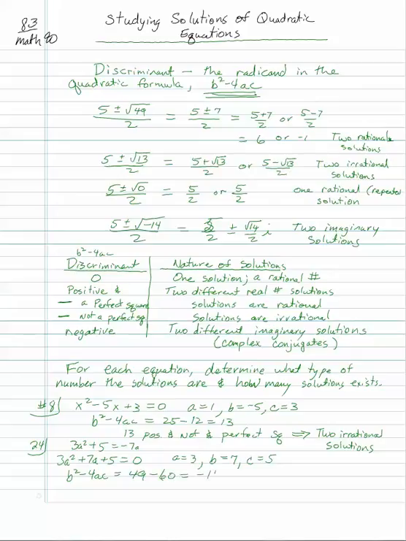So that's negative 11, which is negative. So that tells me what? So look at the chart up there, that tells you you get two imaginary solutions.